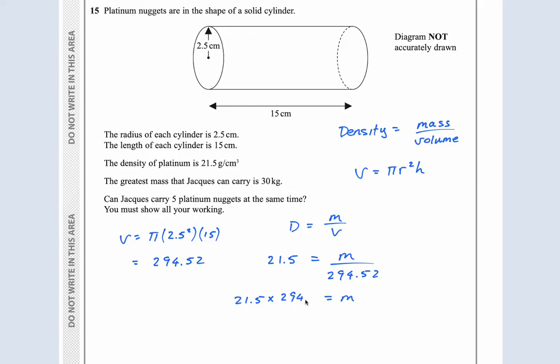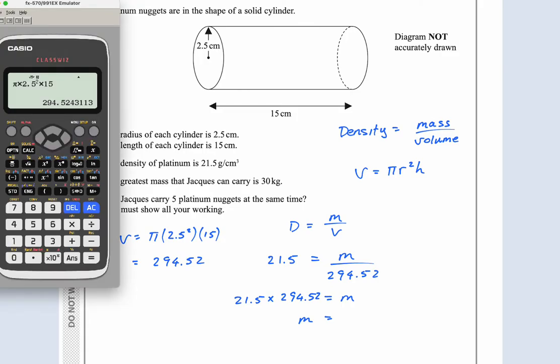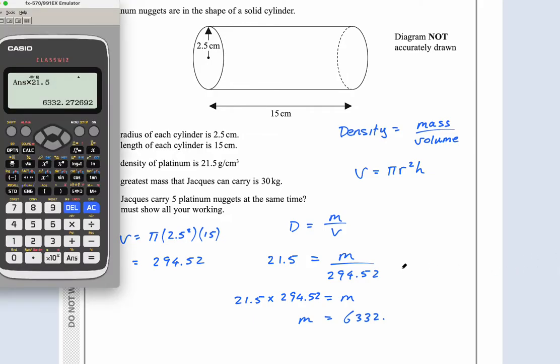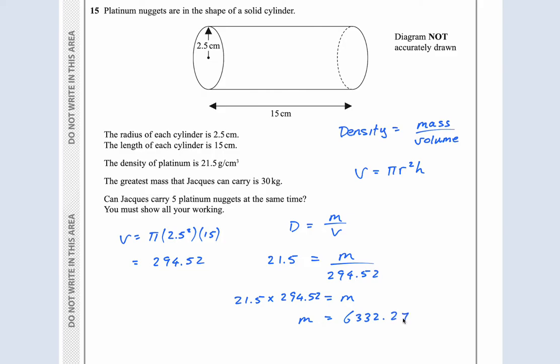21.5 times 294.52. M equals, on the calculator, this times 21.5, which is 6332.27. Okay, so that is the mass of one platinum nugget, but that's in grams, so be very careful, 6,000 grams.